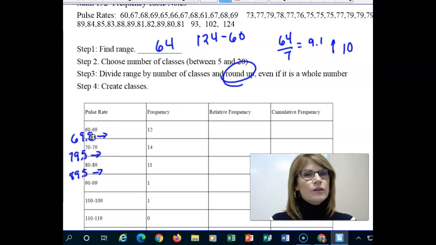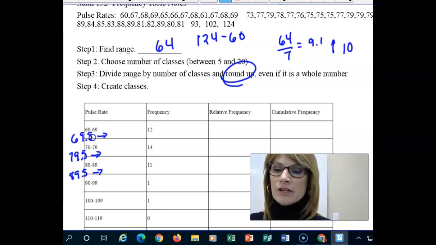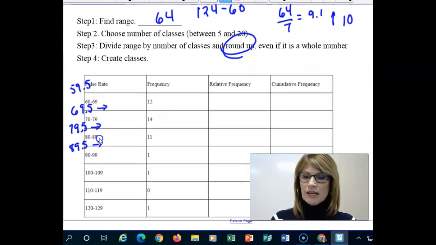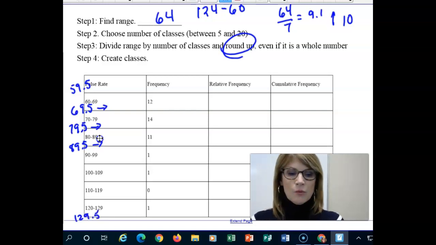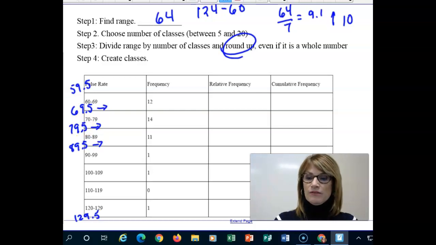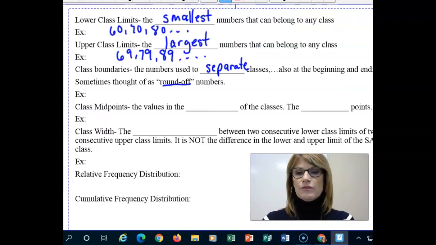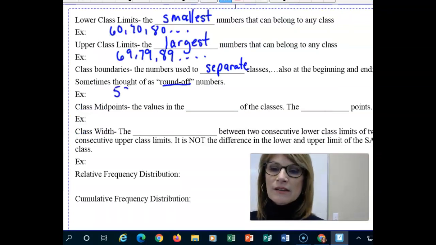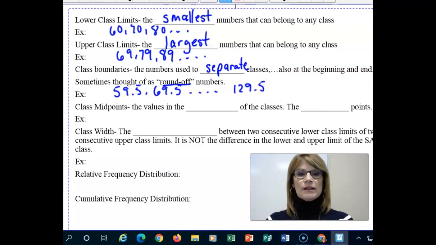79.5, 89.5, and so on. The only weird thing about boundaries is you also have to have one at the top and one at the very bottom. So we would also have a boundary of 59.5, and then down here at the bottom we'll also have a boundary of 129.5. So those are our boundaries, kind of like round off numbers. So ours went 59.5, 69.5, all the way up to 129.5.